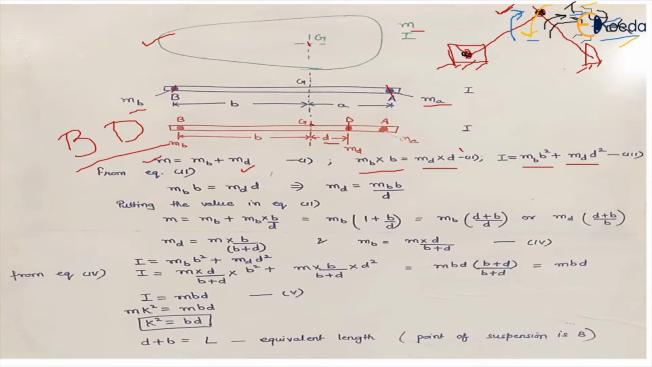So if we take equation 2, we can write mb into b is equal to md into d. So we can write md is equal to, taking d to the other side, mb into b upon d, right? Now if we place this in equation number 1, it becomes m is equal to mb plus, what is md? We have derived it here, right? Now in this equation you can take mb common, so it becomes 1 plus b upon d. You take LCM, so it becomes mb into (b plus d) upon d.